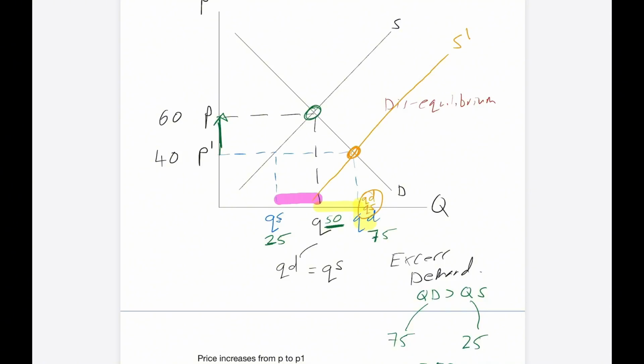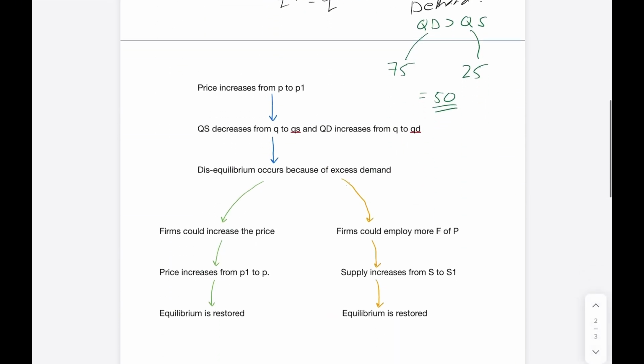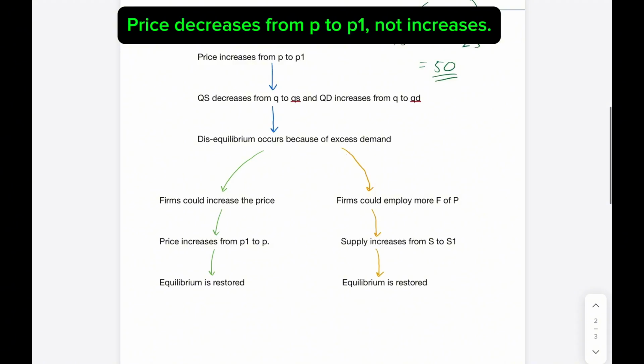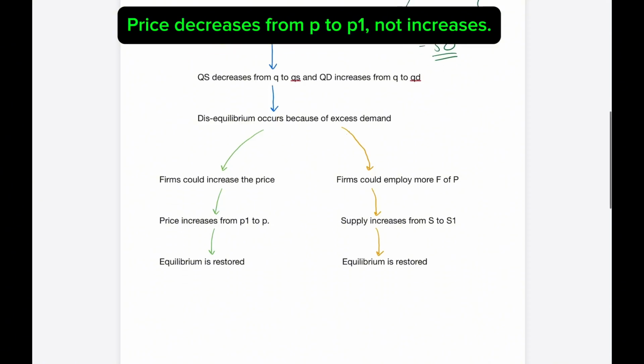in order to meet the excess demand. Okay, so just to recap this, looking at chains of analysis, so you have an understanding of how you can write in the exam. Okay, if the price decreases from P to P1, then the quantity supplied decreases from Q to QS, but the quantity demanded will increase from Q to QD. As a result, disequilibrium occurs because of excess demand.